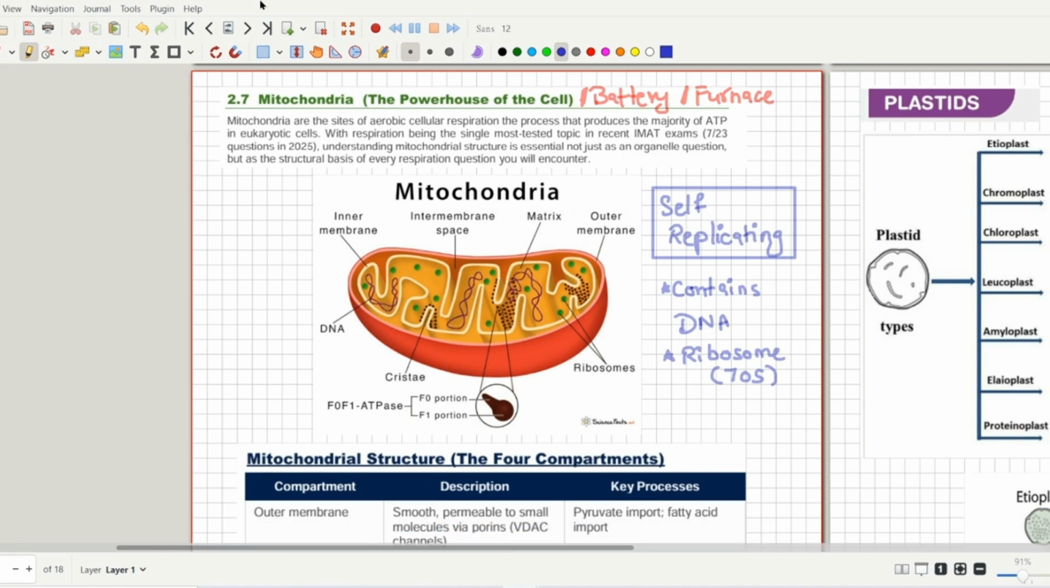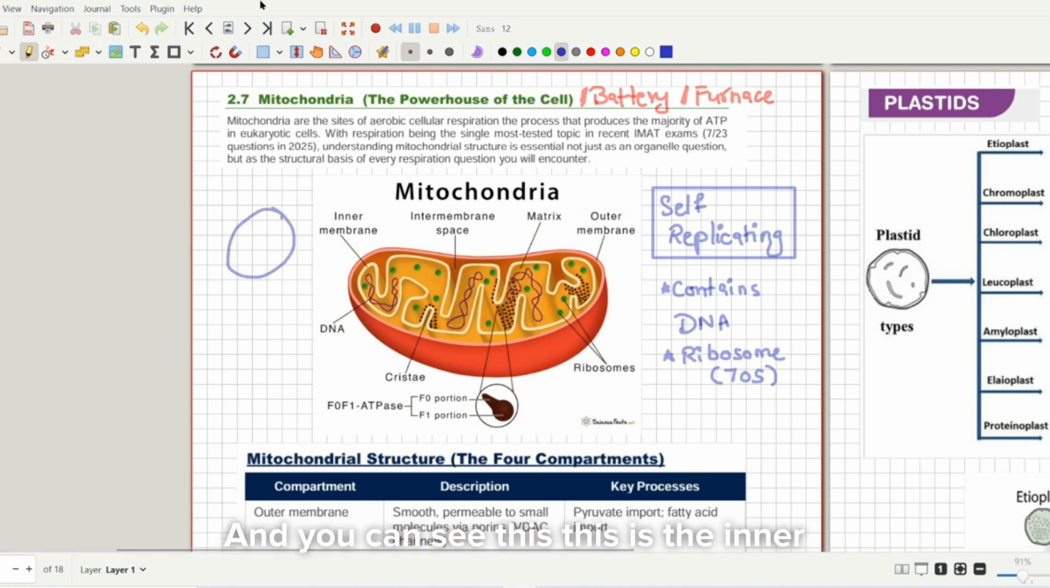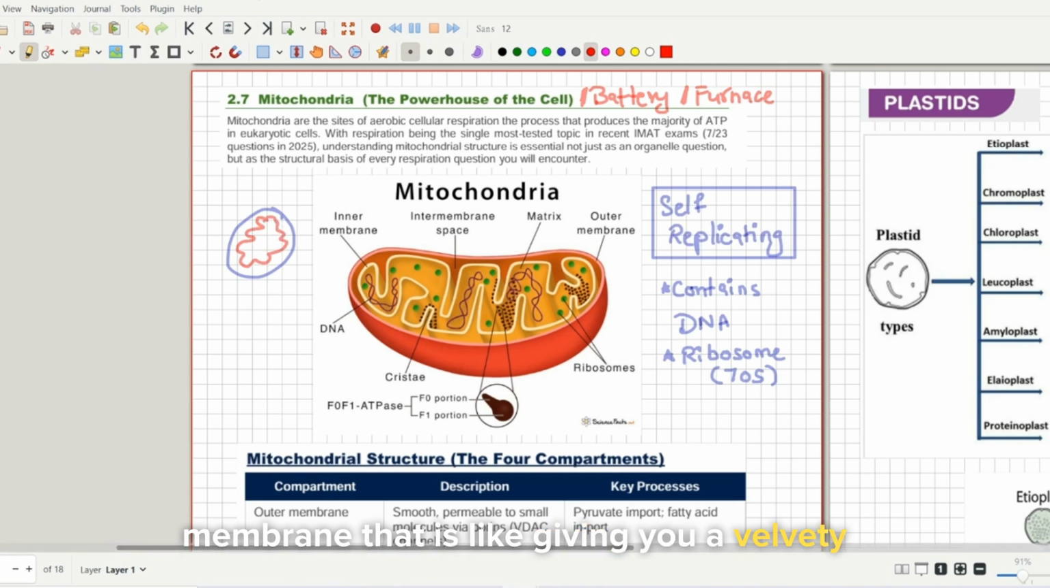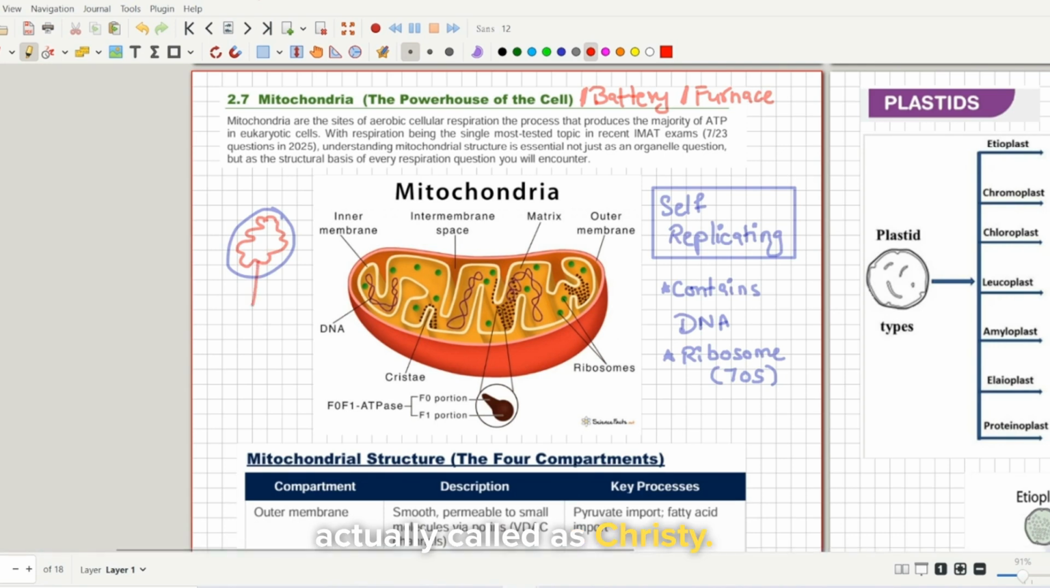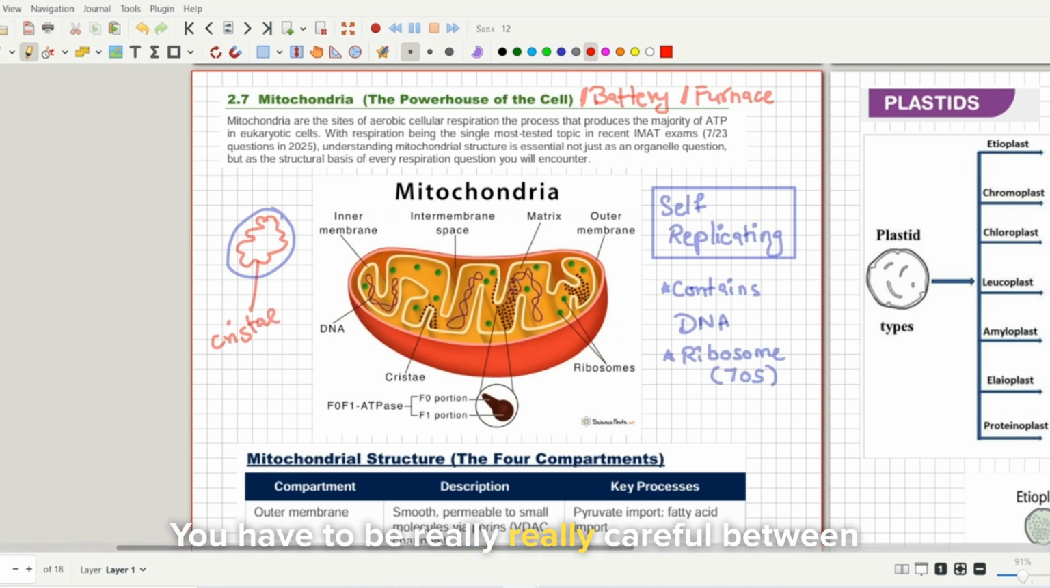What is cristae? You can see that this is the outer membrane, and this is the inner membrane that gives you a velvety appearance, and that velvety appearance is actually called cristae. You have to be really careful between cristae and cisternae. We discussed cisternae in the Golgi apparatus and endoplasmic reticulum, and these cisternae were involved in the endomembrane system, but this is different, it is cristae.